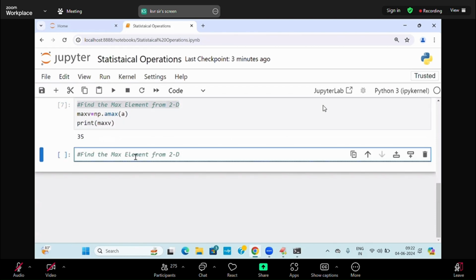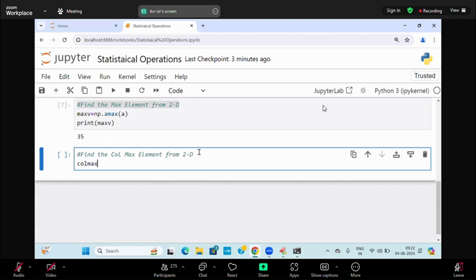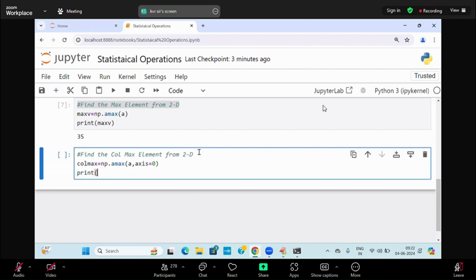Find the column max of the 2D array. How do I find it? Column max is equal to np.max of A, comma, axis equals 0. Axis equals 0. So column max elements, and print the column max.